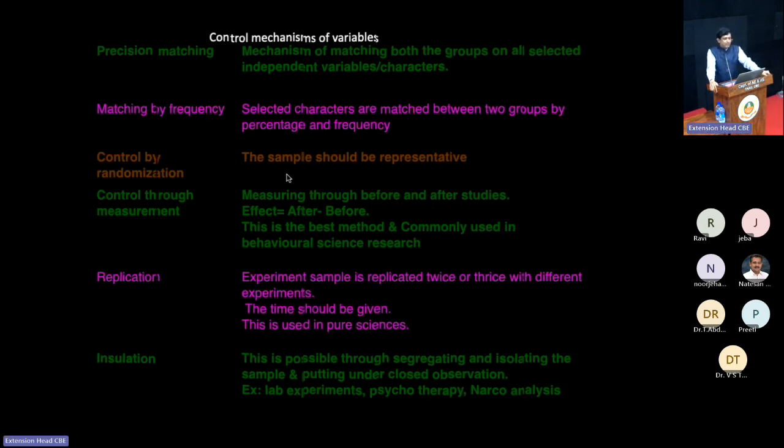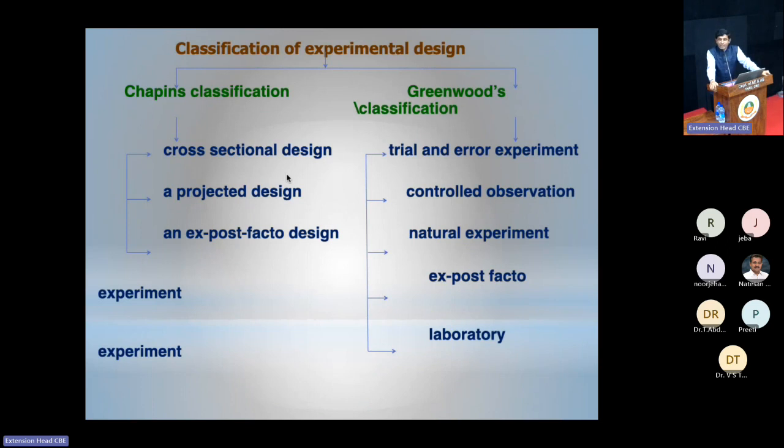There is another excellent classification of experimental designs given by two eminent behavioral scientists, Chapin and Greenwood. Chapin says cross-sectional, projected, ex post facto. Greenwood added trial and error, controlled, natural, ex post facto, and laboratory experiment.